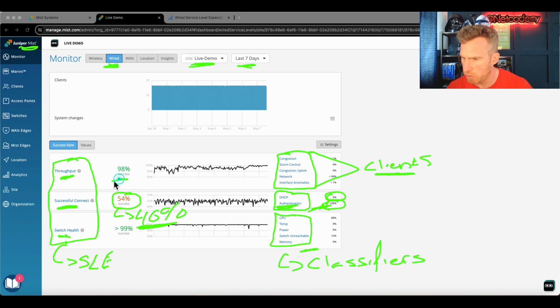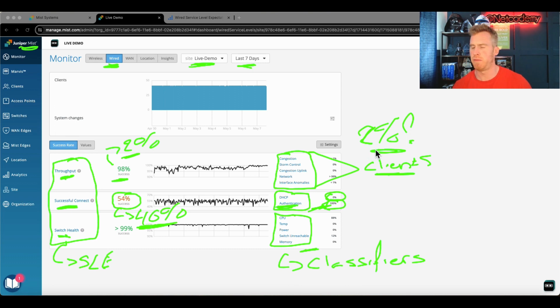So if we look at the throughput, you can see here it's very, very good. It's at 98%, but that obviously stands to reason that there is 2% missing. And so the classifiers are then finding out what's happened to this missing 2%. Where has that gone? That's what the classifiers are doing: giving actionable insights to the network operations team for that switching network as to what's going on, what's going wrong, who's impacted, how is it being impacted? Is it DHCP? Is it authorization?